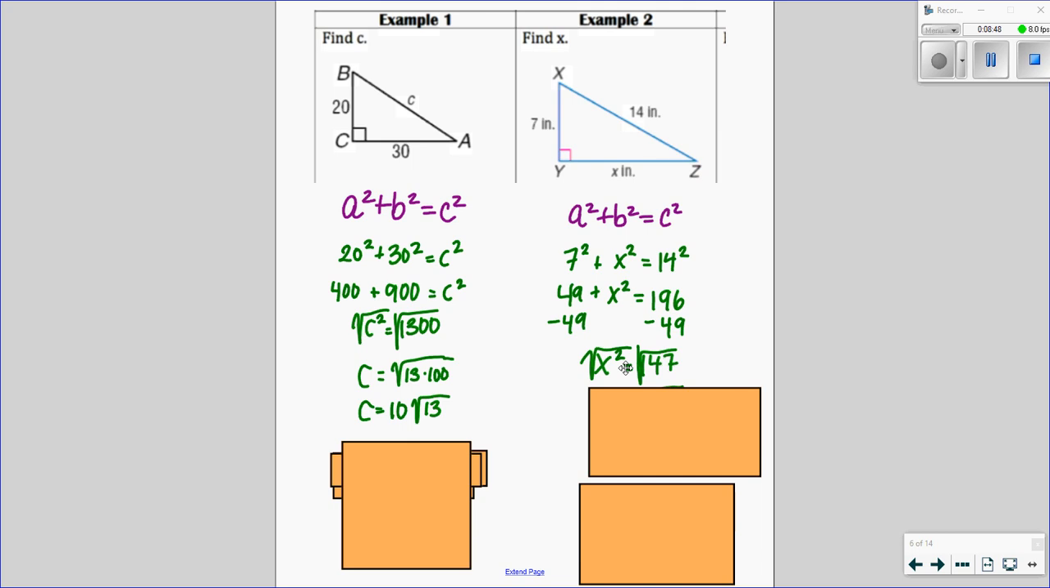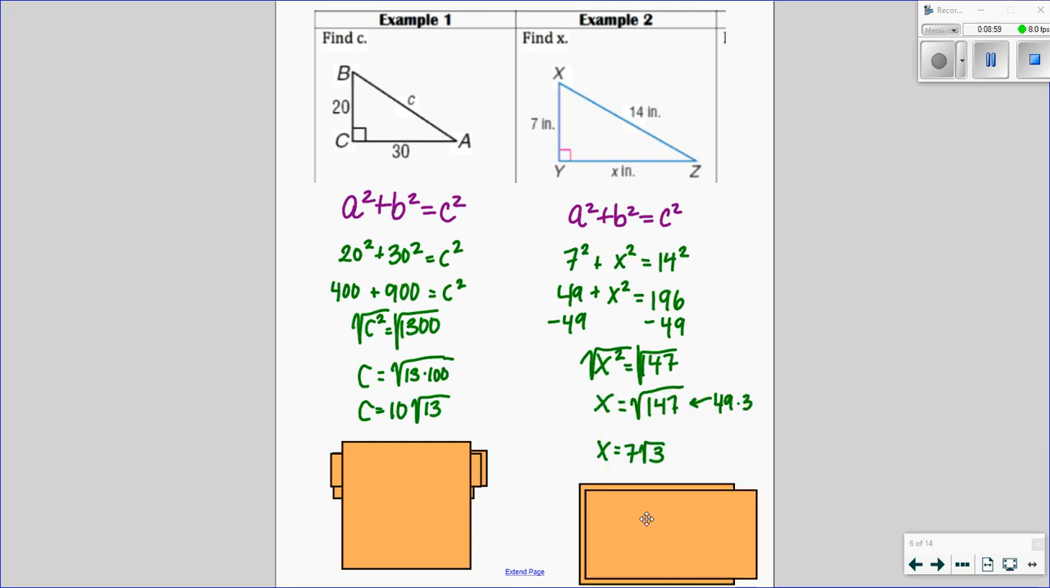And since you still have to isolate the x, the variable, you're going to do the square root on both sides, because we're trying to get rid of the square. Once you do that, 147 can be broken down into two factors, which is 49, which will give you a perfect square of 7, and 3, which is a prime number and will stay underneath the radical. So then your answer for YZ, which will be b, is equal to 7 square root of 3. So that's using the Pythagorean theorem to look for either the hypotenuse or one of the legs.